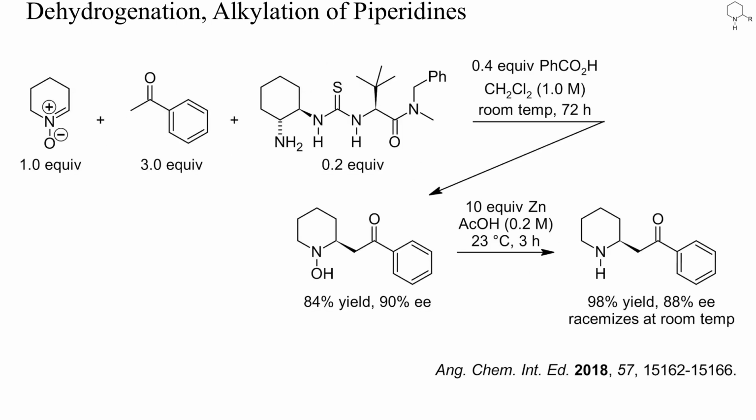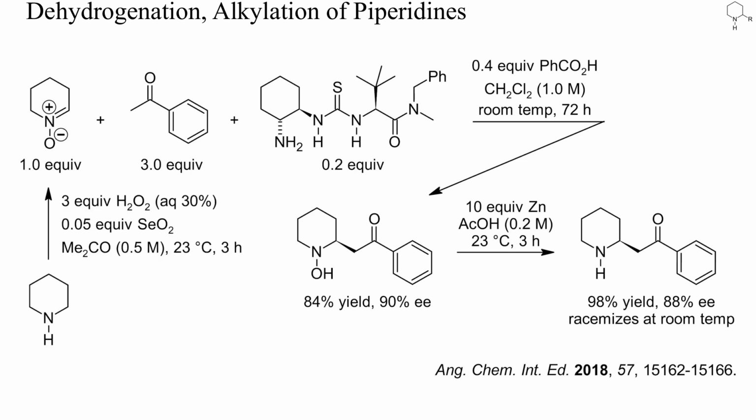Also, piperidine-derived nitrones can be suitable starting materials for substituted piperidines. Here, an enantioselective Mannich reaction with acetophenone yielded first a hydroxylamine, which was reduced to the piperidine with zinc in acetic acid. Unfortunately, the required nitrone is tricky to make and yields tend to be low. In this case, piperidine was oxidized with hydrogen peroxide and catalytic selenium oxide.